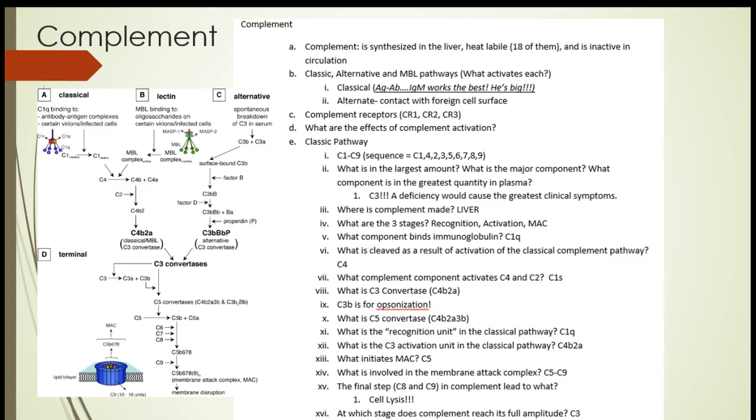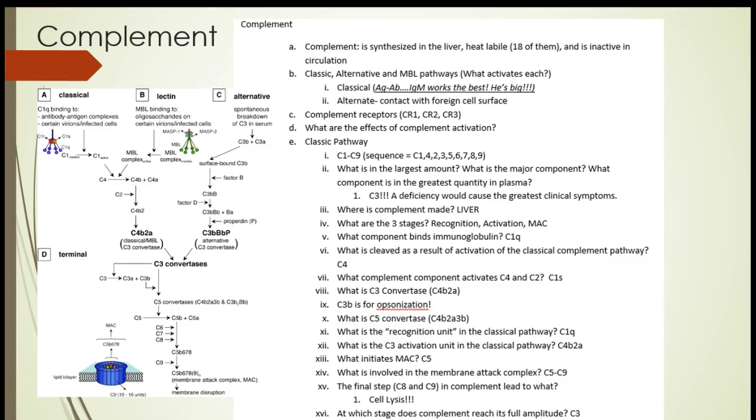So obviously, it starts with some type of a foreign invader. Could be just the microbial cell surface itself, the antibody binding to an antigen on a cell surface. This whole cascade of events has to happen in order for the cell to lyse. If any of those pieces are missing, you're going to be more apt to get bacterial infections that are going to get out of hand because you're maybe missing one of these complement components.